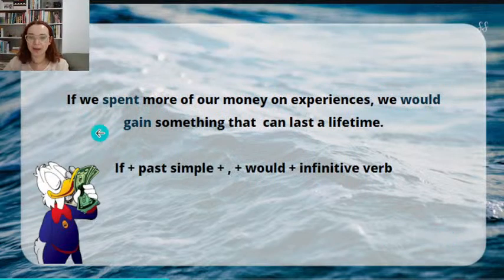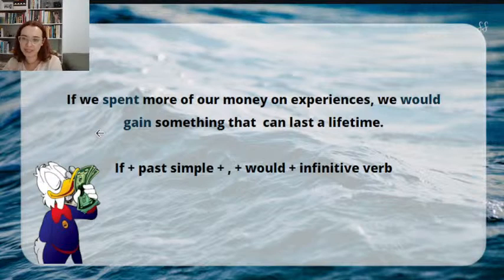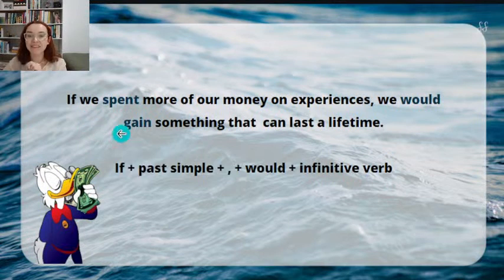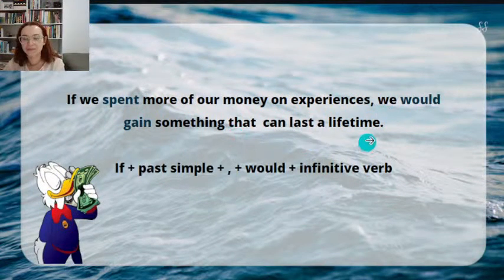The first example: if we spent more of our money on experiences, we would gain something that can last a lifetime. Lifetime, poderia durar a vida toda, okay? And I have here the two clauses. The first one, if we spent more of our money on experiences, is my if clause. The second, after comma, depois da vírgula, we would gain something that can last a lifetime.